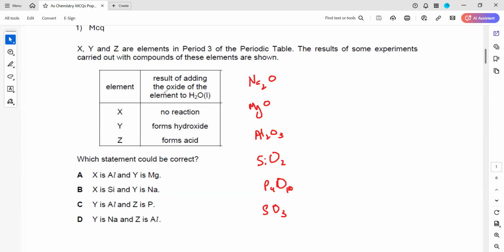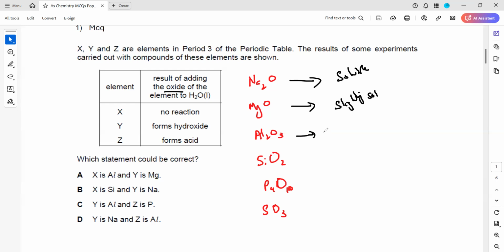If we add water to the oxide, what will happen to the sodium oxide? Sodium oxide is a basic or alkaline oxide, which means it can dissolve in water, and as a result it will form a solution. What about magnesium oxide? It is a basic oxide, but it is sparingly soluble. This one is soluble, this one is sparingly, slightly soluble.